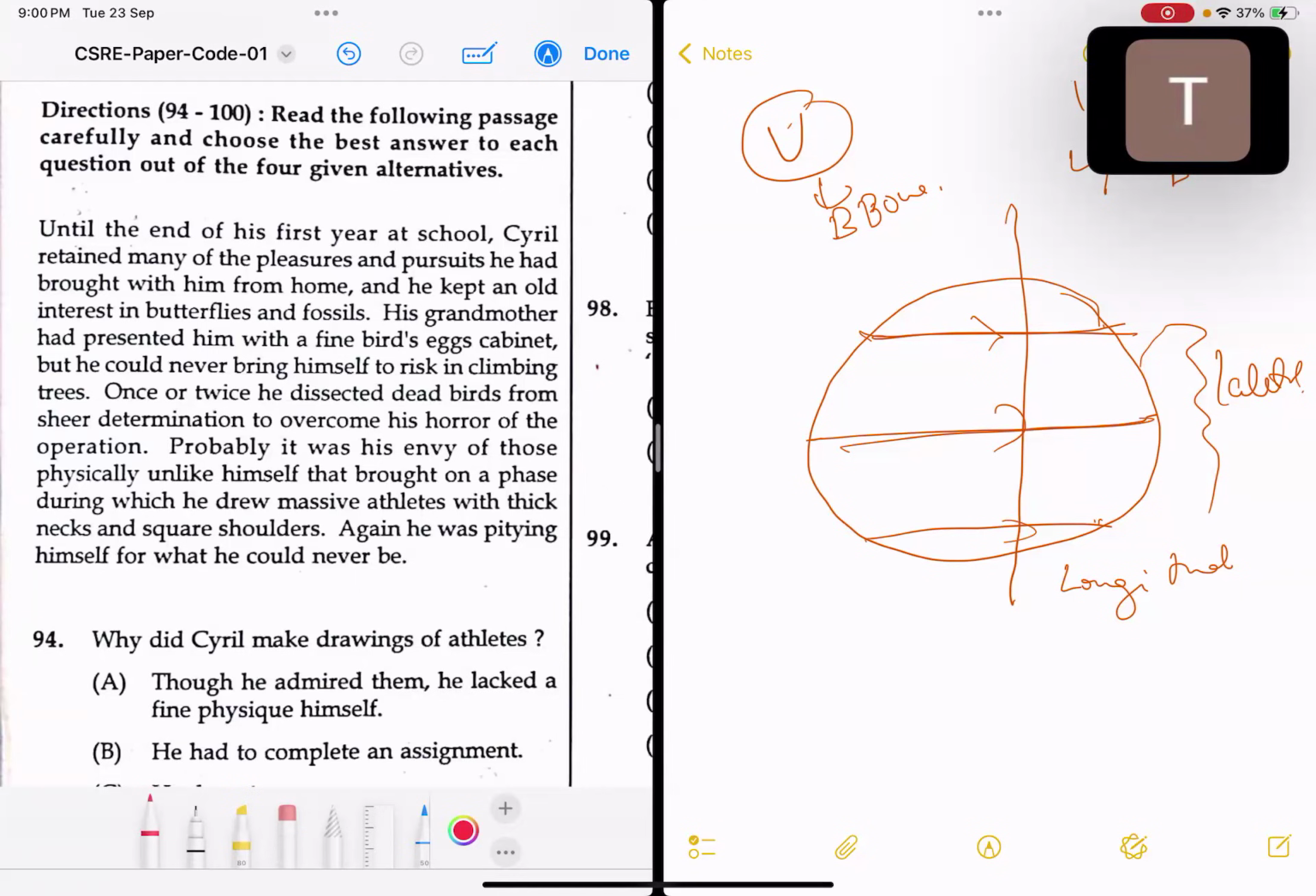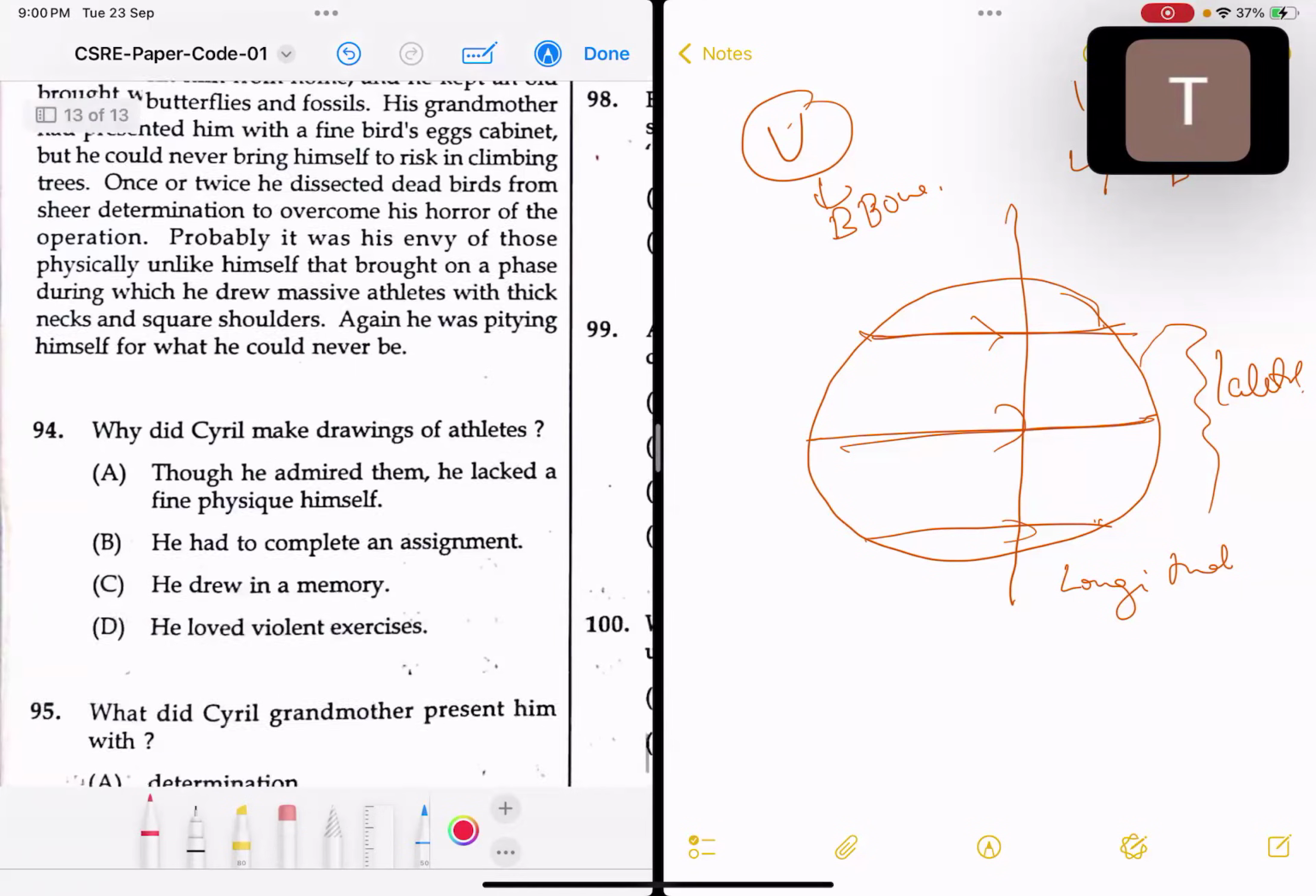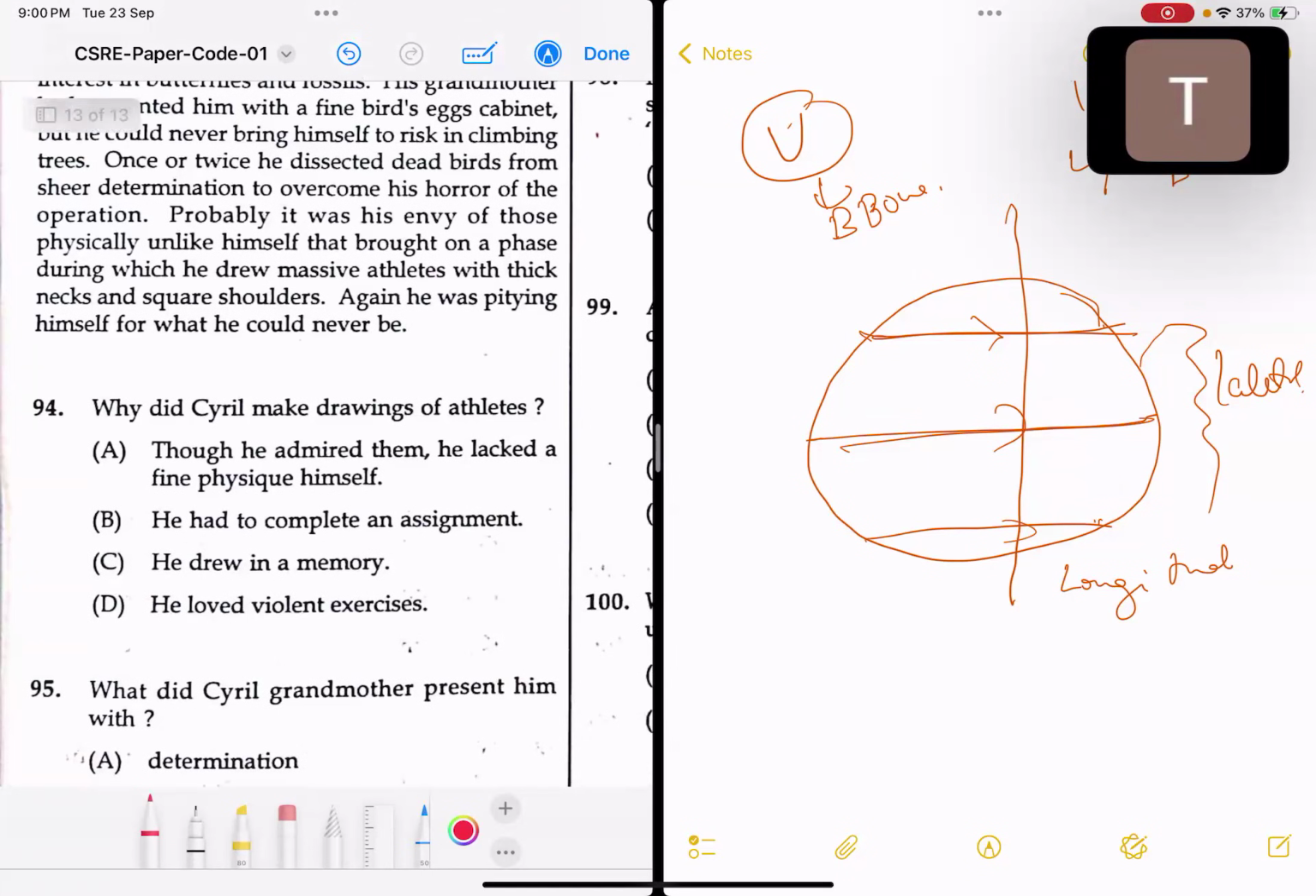Here the first question is, why did Cyril make drawings of athletes? Here it says that probably it was his envy of those physically unlike himself. So it means that he was jealous of those people, as they were not like him, which means he was not physically fit. So the correct option is, though he admired them, he lacked a fine physique himself.